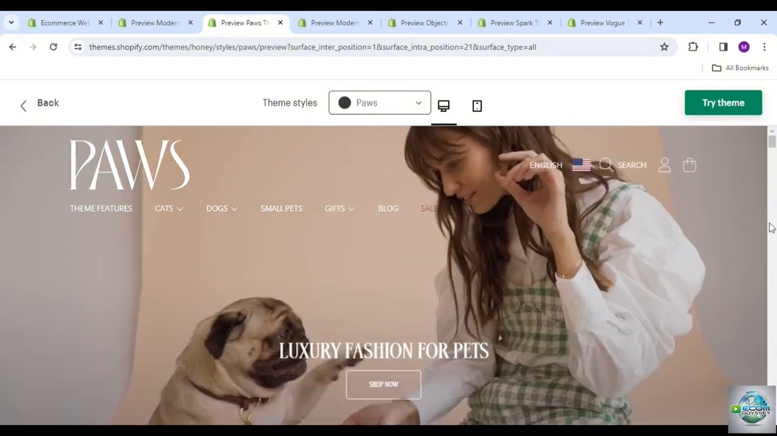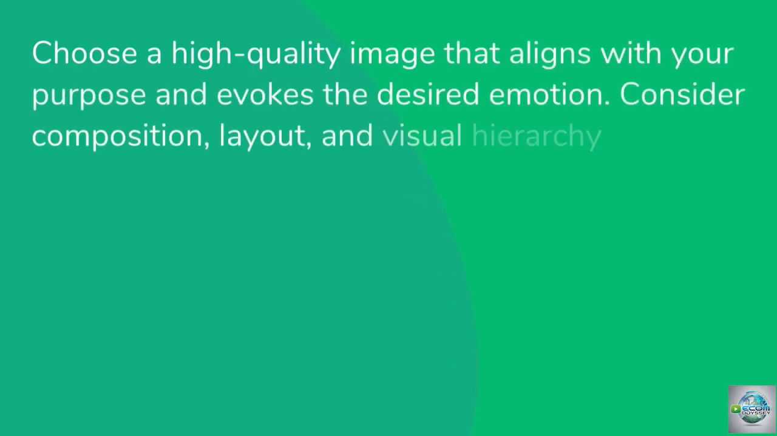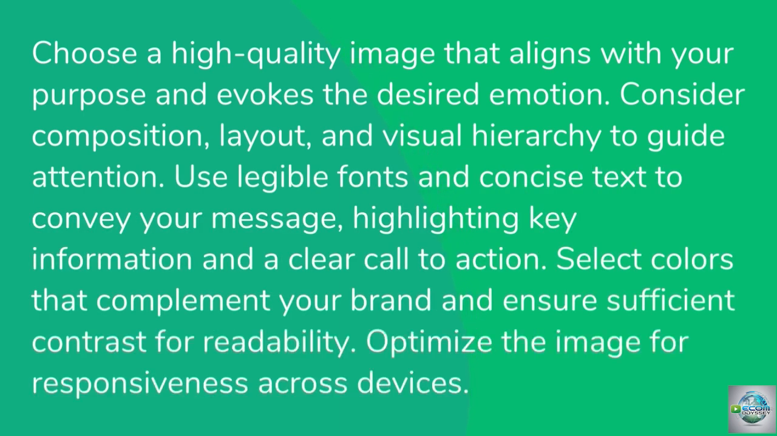To design a compelling hero image, start by understanding your brand and target audience. Choose a high-quality image that aligns with your purpose and evokes the desired emotion. Consider composition, layout, and visual hierarchy to guide attention. Use legible fonts and concise text to convey your message, highlighting key information and a clear call to action. Select colors that complement your brand and ensure sufficient contrast for readability. Optimize the image for responsiveness across devices. Regularly update the hero image to stay relevant.